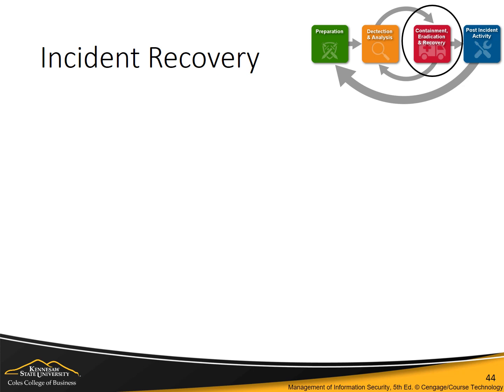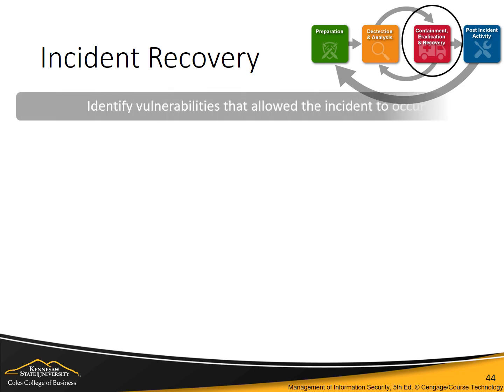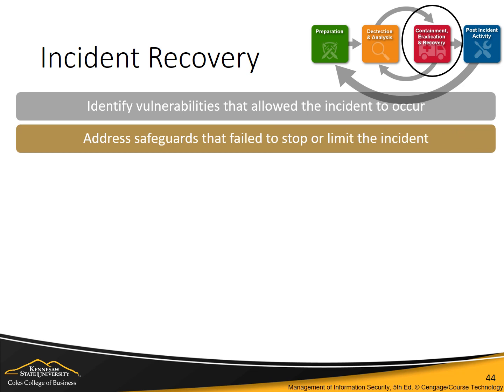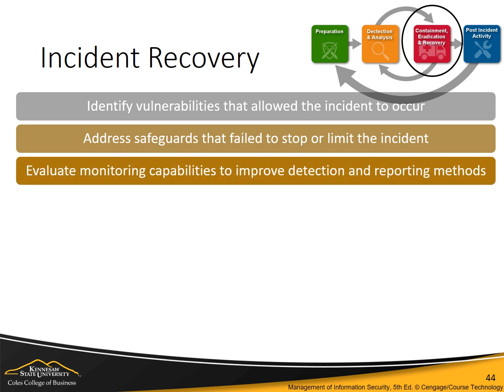Incident recovery includes several components. Part of incident recovery is identifying the vulnerabilities that allowed the incident to occur in the first place and spread, and then control the vulnerabilities. You must address the safeguards that failed to stop or limit the incident or were completely missing from the system in the first place, and then install, replace, or upgrade them. You should evaluate your monitoring capabilities, if present, to improve detection and reporting methods, or install new capabilities if needed.